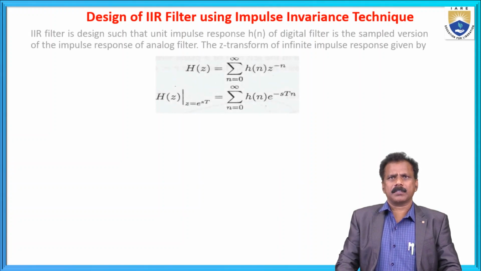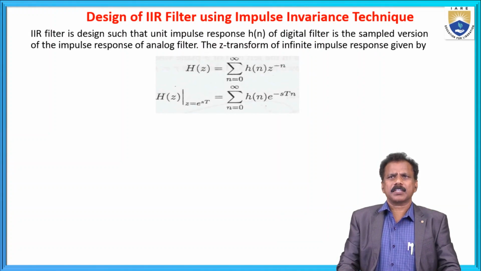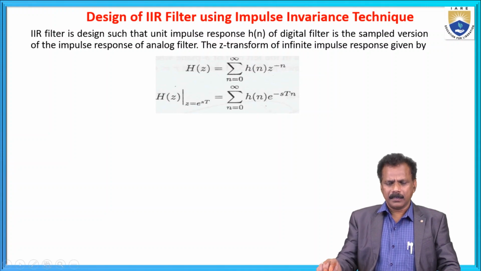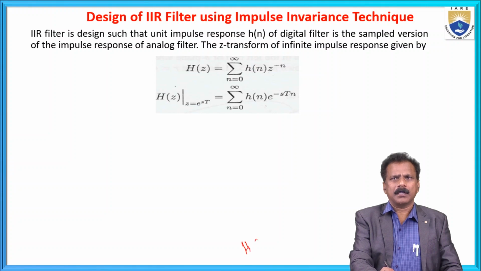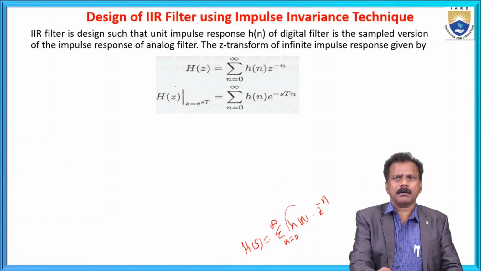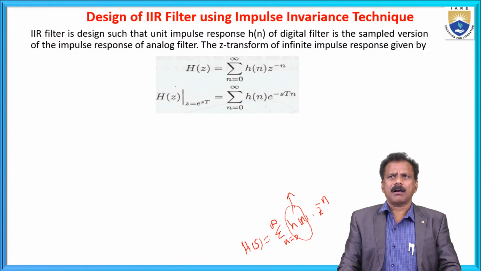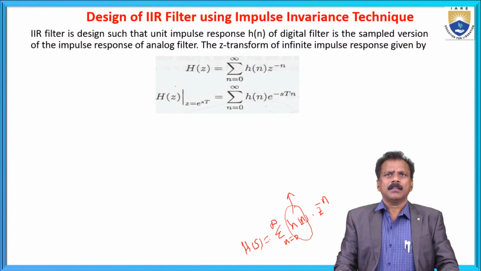In this, we have to observe that the IIR filter is designed such that the impulse response h of n of the digital filter is a sampled version of the impulse response of the analog filter. So the transform of the infinite impulse response is given by H of z, which is equal to the summation for n equal to 0 to infinity of h of n into z power minus n. Here we are concentrating on this impulse response. The IIR filter is designed such that the impulse response h of n of the digital filter is the sampled version of the impulse response of the analog filter.